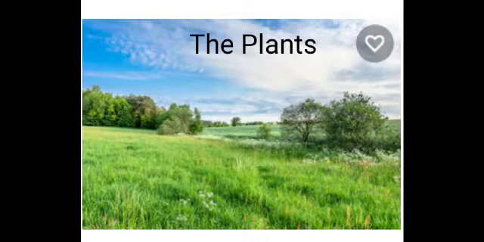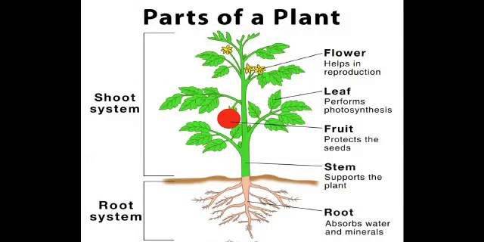Just like us, plants also have different body parts. Let's know about their parts. Roots. Roots are under the ground. They hold a plant. Roots absorb water and minerals from the ground, which are carried through the stem to reach the leaves. These are used by the leaves to prepare the plant's food.